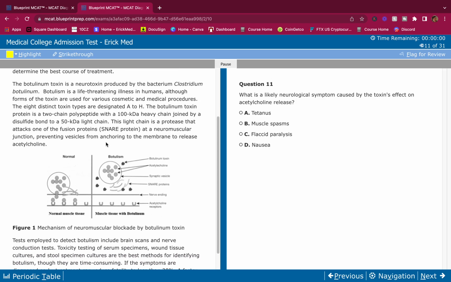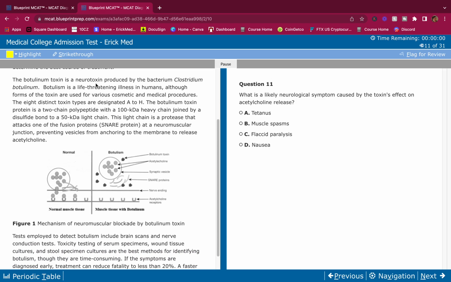All right. The botulinum toxin is a neurotoxin produced by the bacterium Clostridium botulinum. Botulism is a life-threatening illness in humans, although forms of the toxin are used for various cosmetic and medical procedures. The 8 distinct toxin types are diagnosed A to H. The botulinum toxin protein is a 2-chain polypeptide with a 100 kilodalton heavy chain joined by a disulfide bond to a 50 kilodalton light chain.